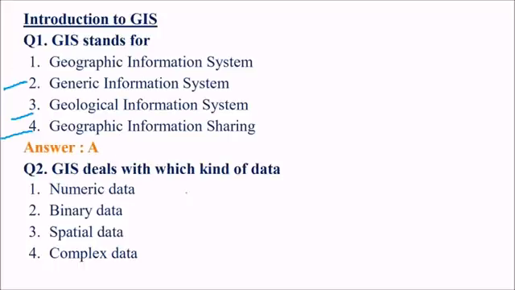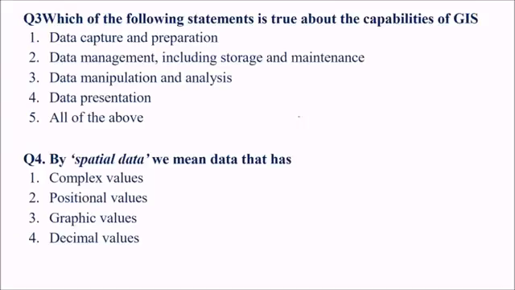Then GIS deals with which kind of data? It deals with numerical data, binary data, spatial data, or complex data. The answer is correct. You have guessed it right. It deals with the spatial data. Next question is, which of the following statements is true about the capabilities of GIS? Data capture and preparation, data management including storage and maintenance, data manipulation and analysis, data representation. So the answer would be E. This is 5 means E. Okay, the answer is all of the above.